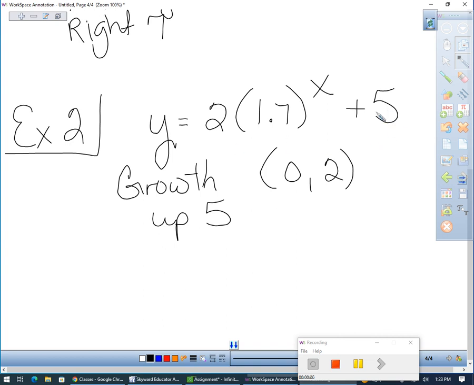What is the difference between those two, you guys? Right. If it's going to go right or left, it has to be in the exponent with x. Up or down is with the rest of the equation. All right?